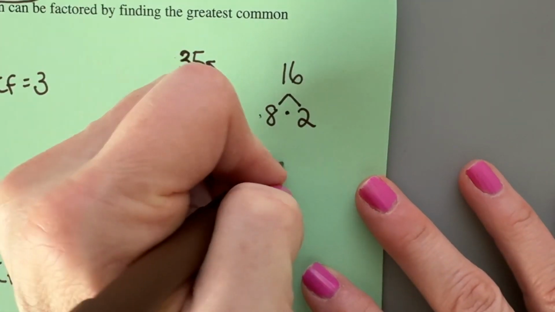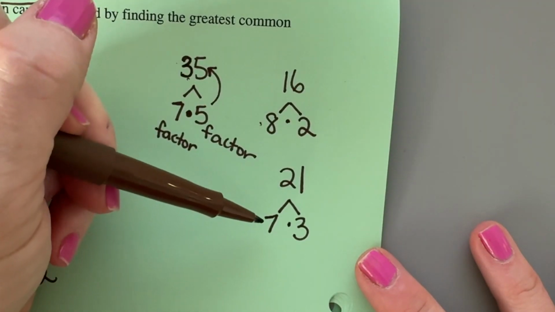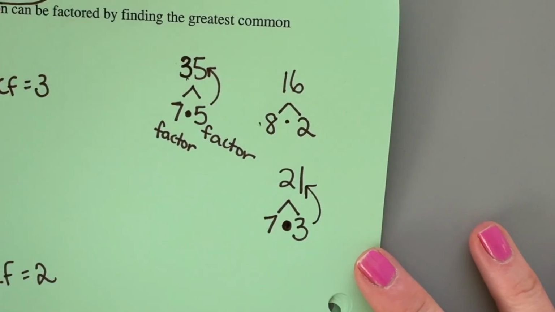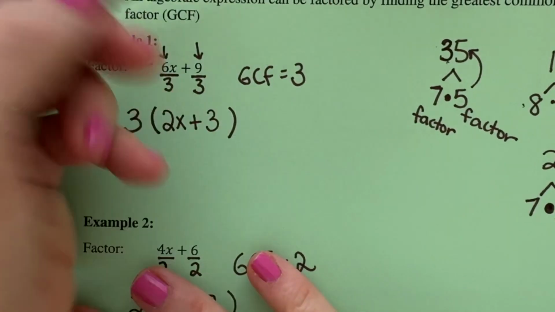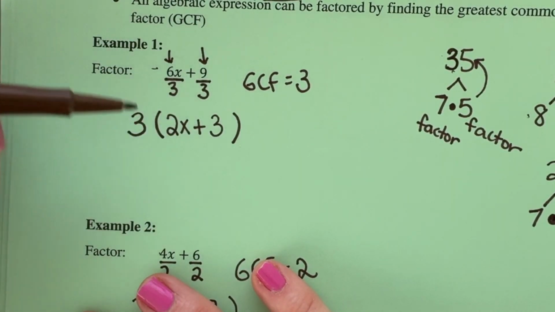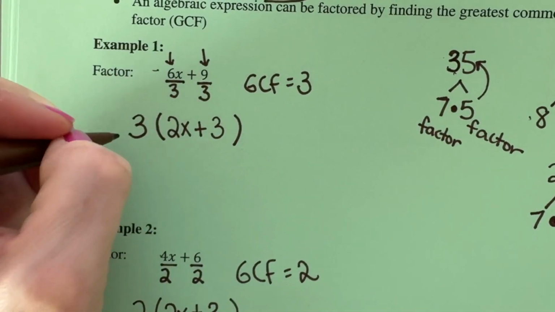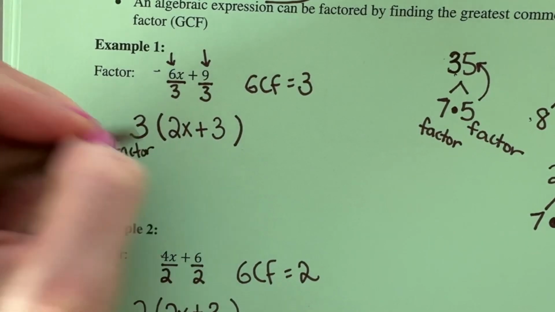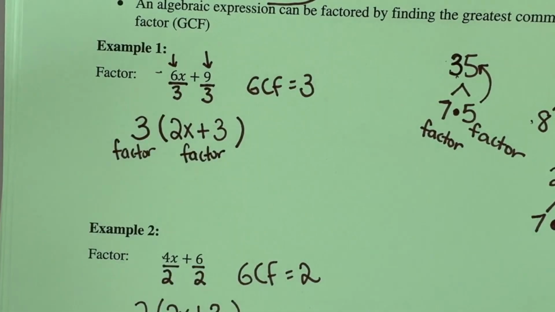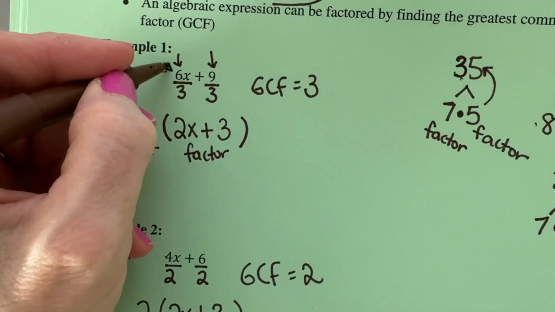If we did 21, 7 times 3. So 7 is a factor of 21 and 3 is a factor of 21, because when you multiply them, you go back to 21. So the whole thing here is, once we find the GCF and divide by it, and pull it out front and write what's left, that means these two items are factors. So 3 is a factor of the expression 6x plus 9, and 2x plus 3 is also a factor. And when you multiply them together, you should get back to the original problem.